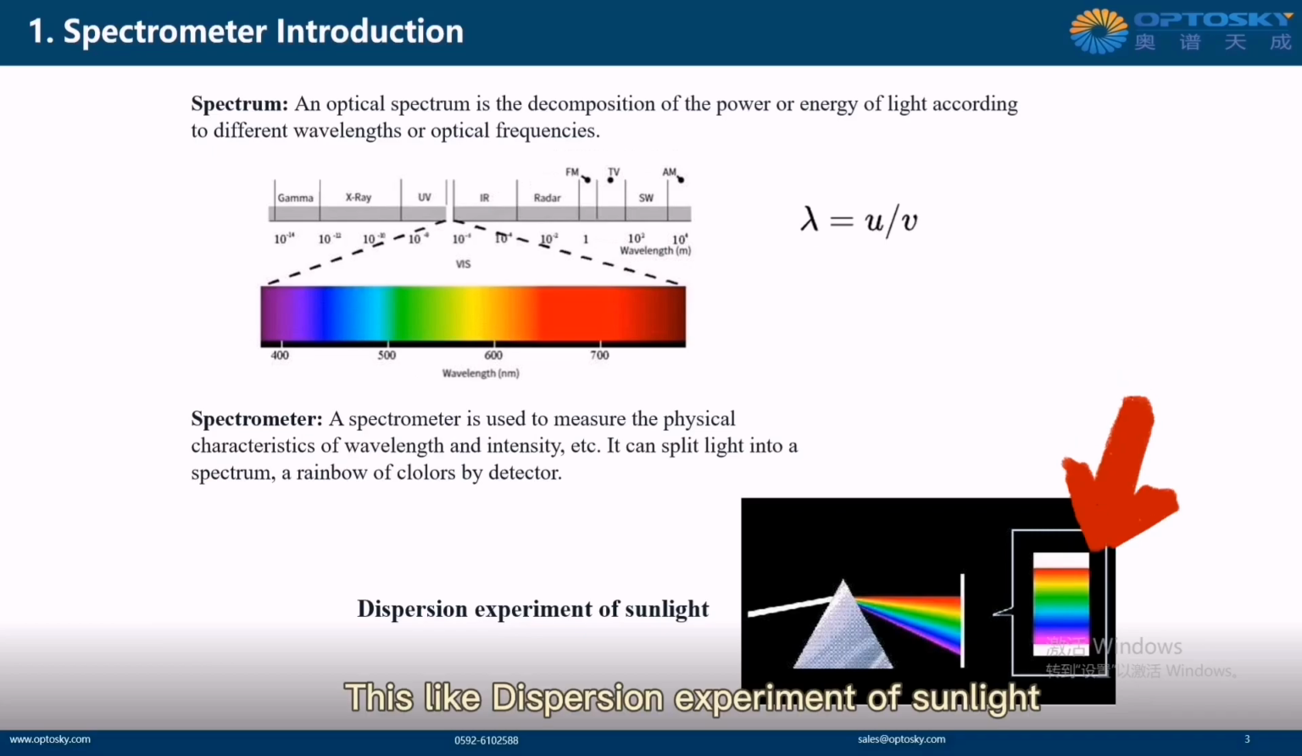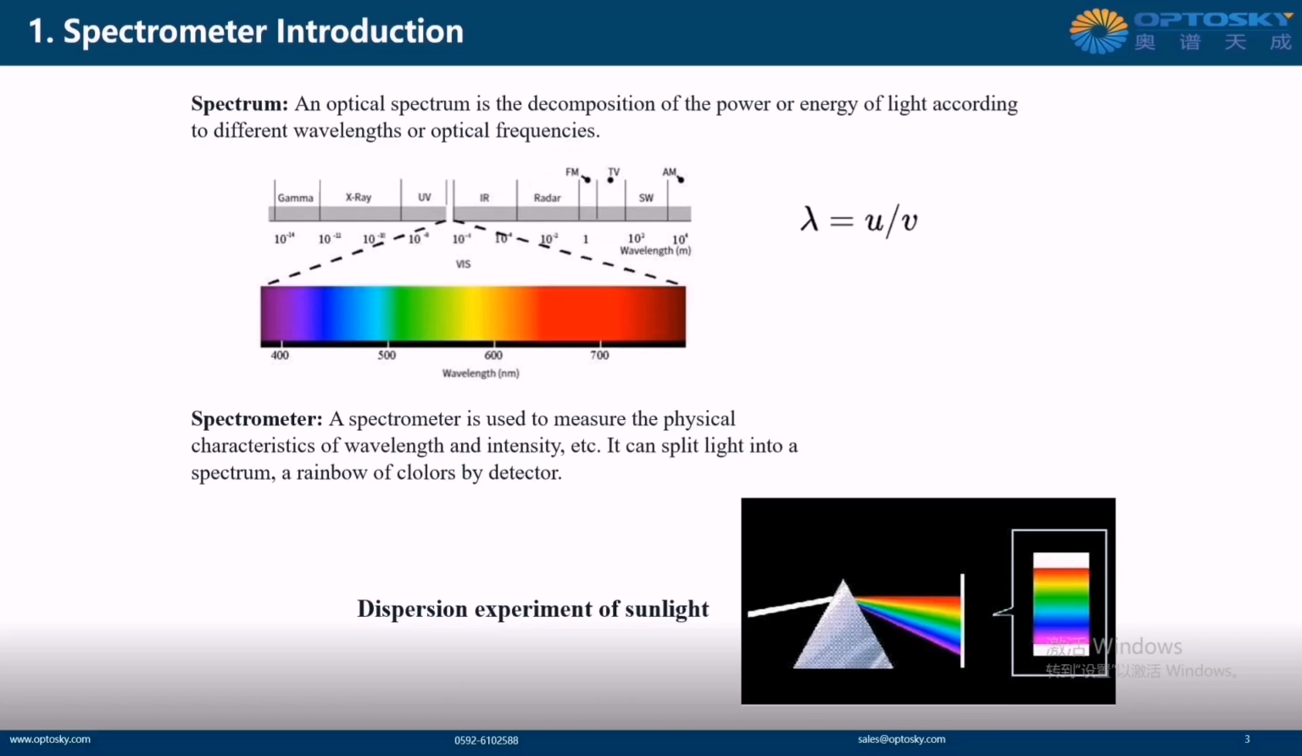Back to the dispersion experiment of sunlight. When we put a glass prism under the sun, we will find the prism automatically generates a rainbow, which is an artificial rainbow. The phenomenon of a spectrometer is similar. The difference is that its dispersive element is a grating.